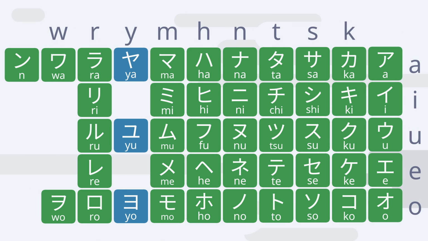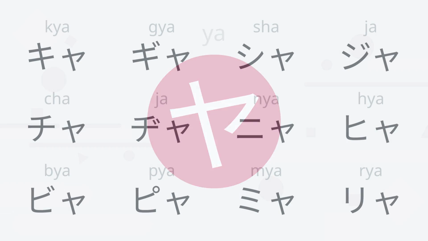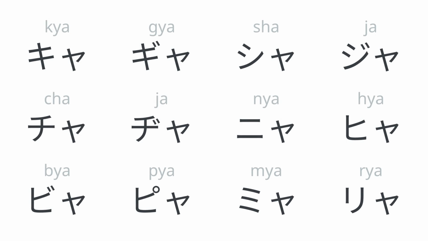In this lesson, we'll go over the small ya, yu, yo characters. To review, what is this character? Ya. A small ya functions the same way in katakana as it does in hiragana. Here's how you would read the 12 different combinations.